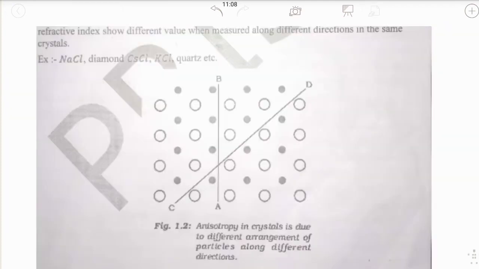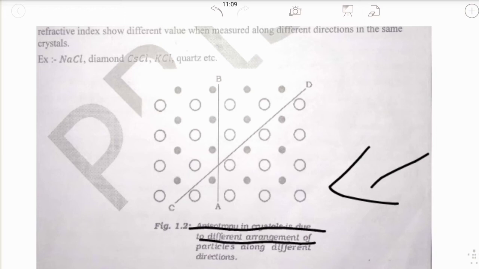This is the two-dimensional structure of a crystalline solid. Anisotropy in a crystal: what is anisotropy? It gives different values when observed from different directions. Anisotropy in crystals is due to the different arrangement of particles along different directions.